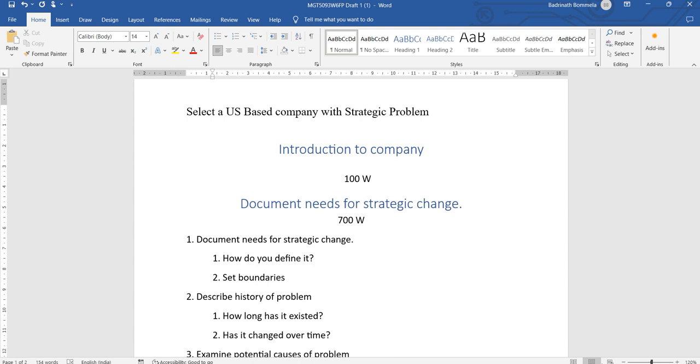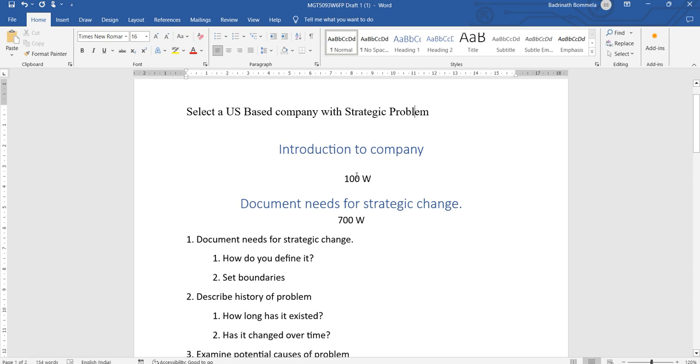Before we go into it, it is very important that we understand what is the strategic problem that we are dealing with. The first step of completing this document is selecting an organization that is US based, and the company should have a strategic problem. You can find a list of US based companies online, and you can identify a certain strategic problem that can be addressed as a part of completing this document.